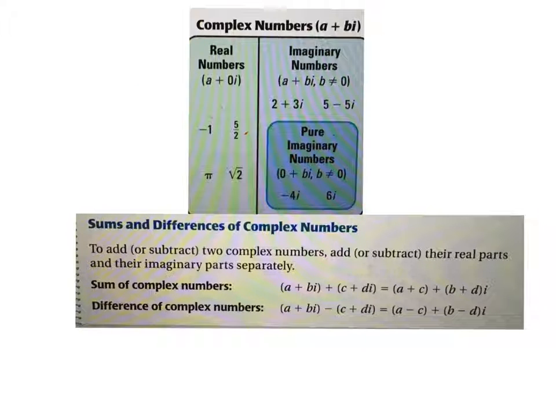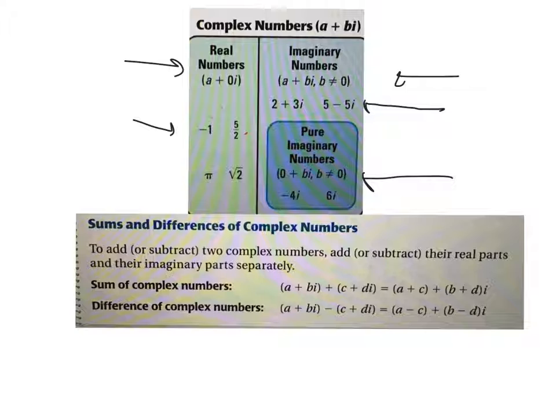A few big words here. Complex numbers encompass every single number there is. Real numbers have no i's in them. Numbers like -1, 5/2, pi, square root of 2. Imaginary numbers have a component that is an i. So when I hear the word complex number, I'm thinking this usually: 2 plus 3i, 5 minus 5i. They're called pure imaginary numbers if there's no real part, like just a -4i or just a positive 6i. Those are known as pure imaginary.